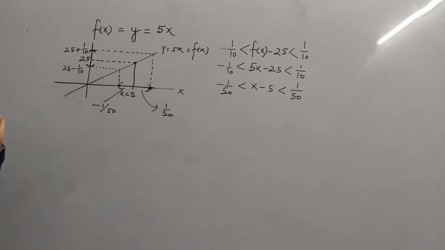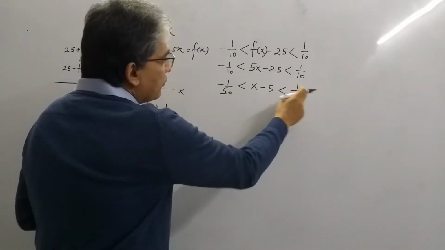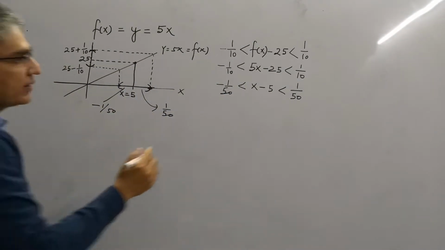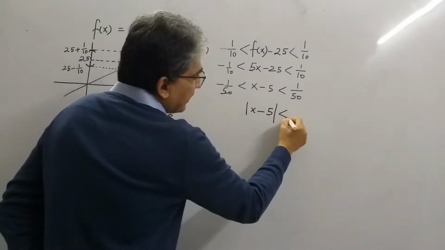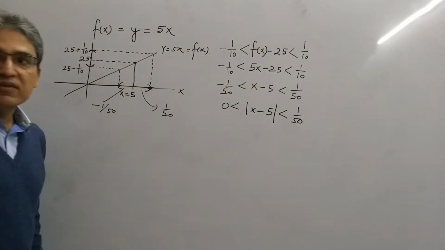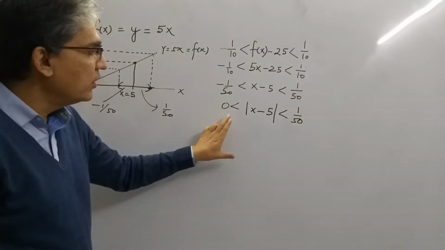Now, I can use symbols. When you see the textbooks, they will use all sort of exotic signs, but that's not difficult. Let's see what we have done. Now, this x minus 5 between minus 1 by 50 and 1 by 50, I can write it as: x minus 5 less than 1 by 50 and greater than 0. This can be written like this. This is the modulus notation. The absolute value of x minus 5 lies between 0 and 1 by 50.